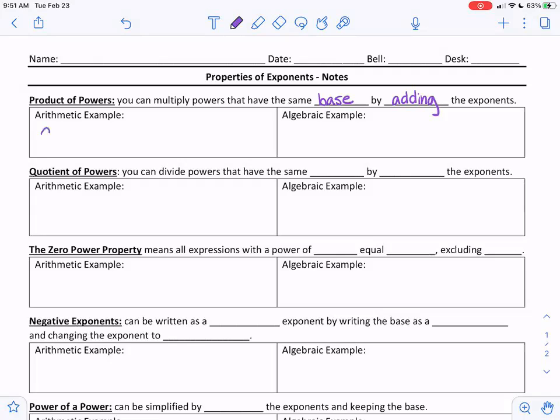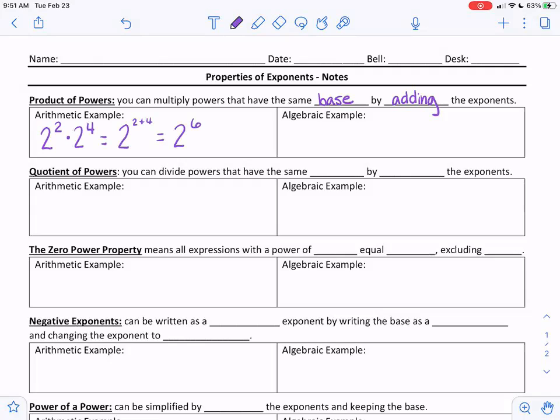So for instance, I have 2 to the second times 2 to the fourth. We're going to add those two exponents, 2 to the second plus 4, which would give me a final answer of 2 to the sixth. Now we could have written it out like we did yesterday, and we could have written out 2 2s and 4 2s, added them up, and got 2 to the sixth.